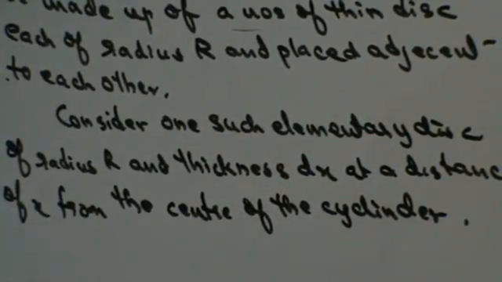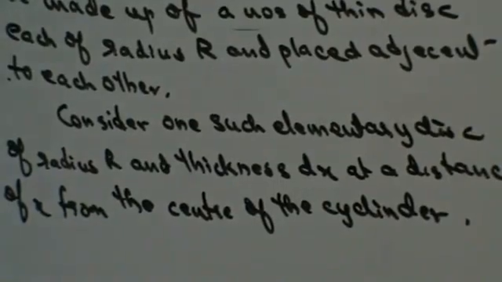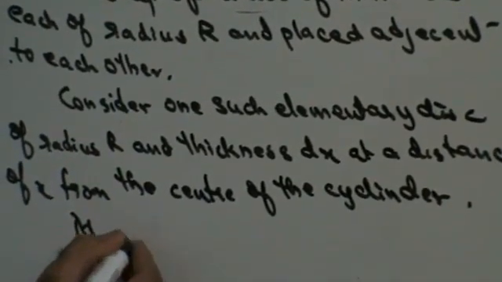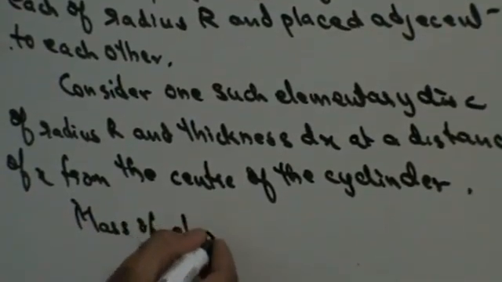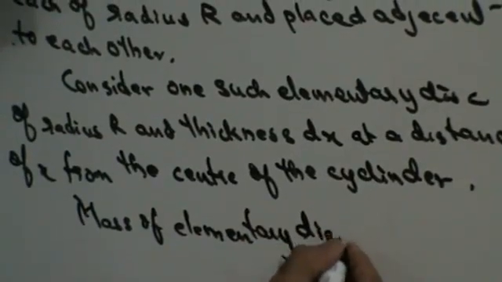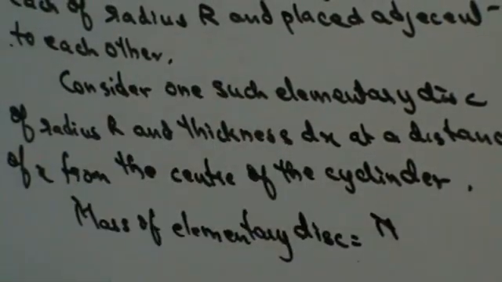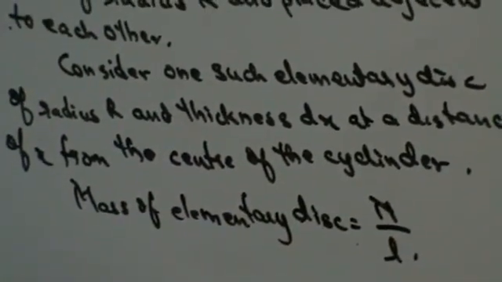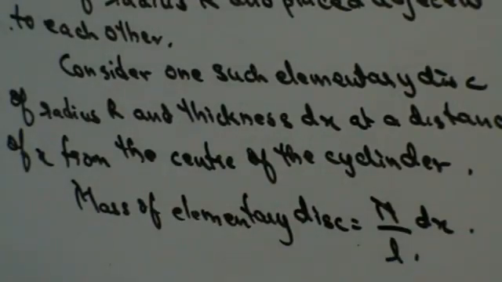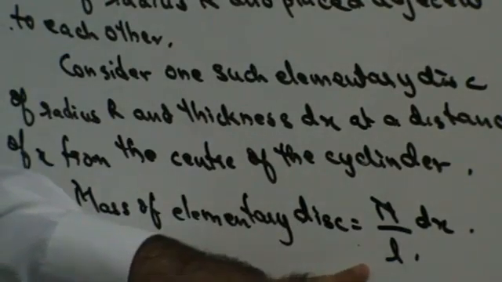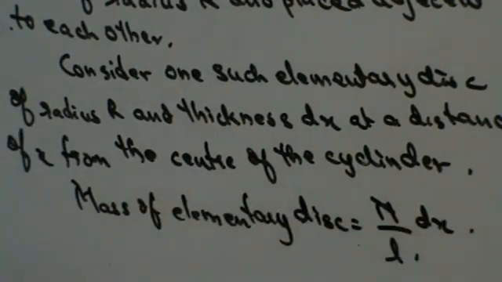In that case I can say what will be the mass of the elementary disk. Total mass m has been divided into length L, so this will be my mass per unit length multiplied by the length of the disk. That will be my mass of the elementary disk. Total mass m has been divided in length L and the length of my disk is dx, so I multiplied by dx.